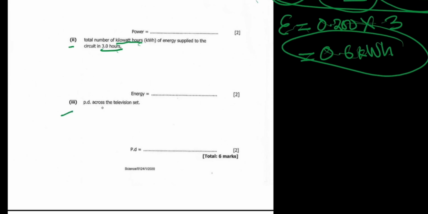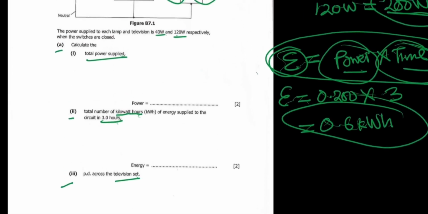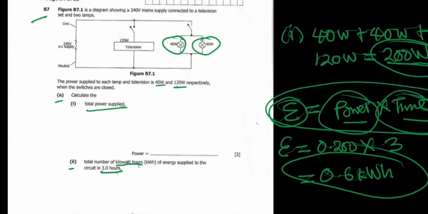Now, question 3 says, calculate the potential difference or the voltage across the television set. What would you say? Well, when you go back to this question, you notice that here you have a television set. So this is the television set and you have the two lamps. Notice that the potential difference of the voltage that is being supplied is 240.